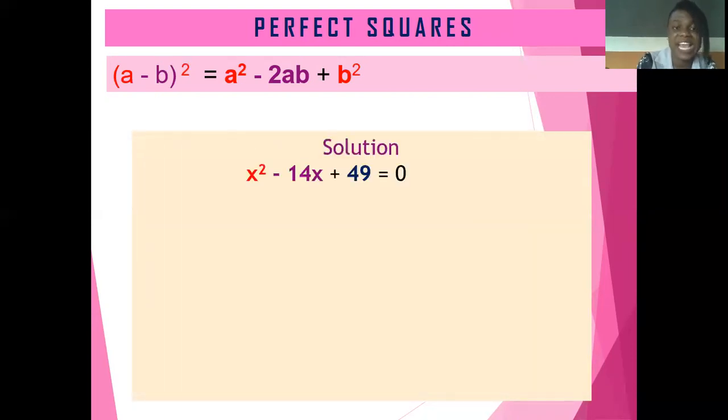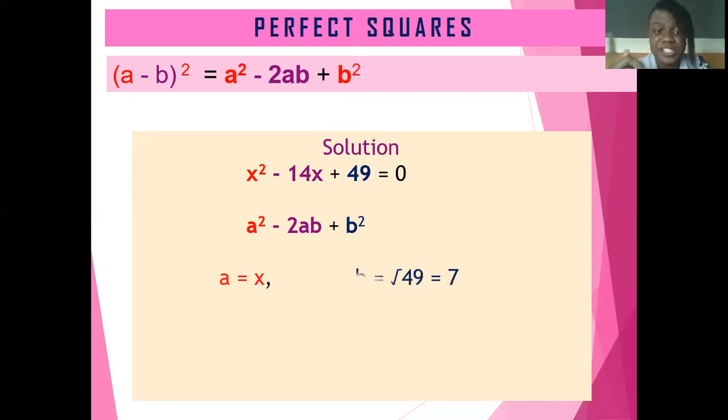Okay, all right, now let's look at this. x squared minus 14x plus 49 equals to 0. I'm going to tell you now that this is a perfect square also. How do I know it's a perfect square? Let's compare it to what we have. We have a squared minus 2ab plus b squared. So we're going to compare. We can see that a and x will be equal. If we compare those two together, then b squared is 49. So b will be the square root of 49, which is 7.